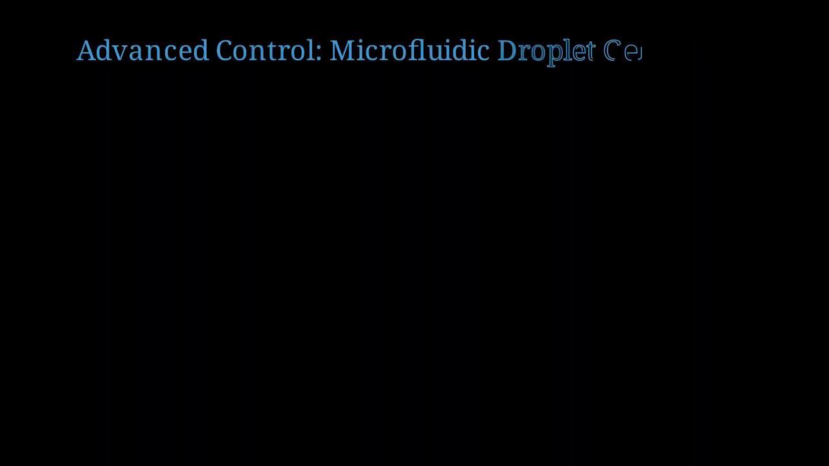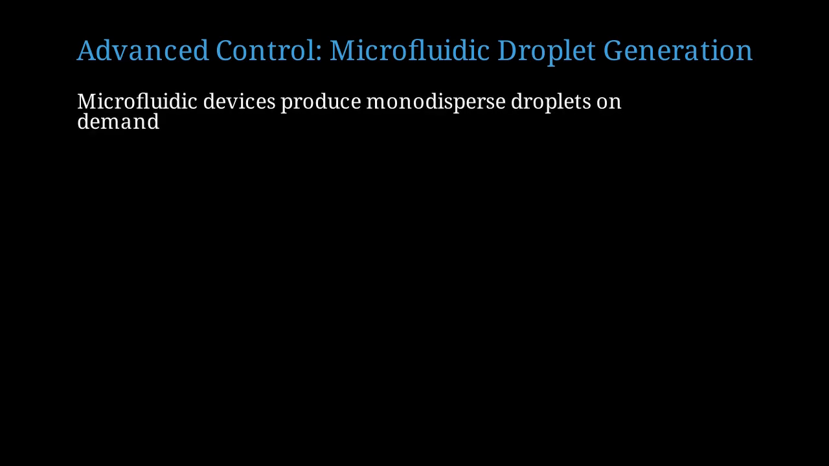For ultimate control over droplet size and uniformity, microfluidic techniques offer unprecedented precision. This represents the cutting edge of droplet templating. Microfluidic flow focusing, or T-junction geometries, generate droplets with size distributions often below 5% coefficient of variation. This monodispersity translates directly to uniform pore sizes in templated materials.